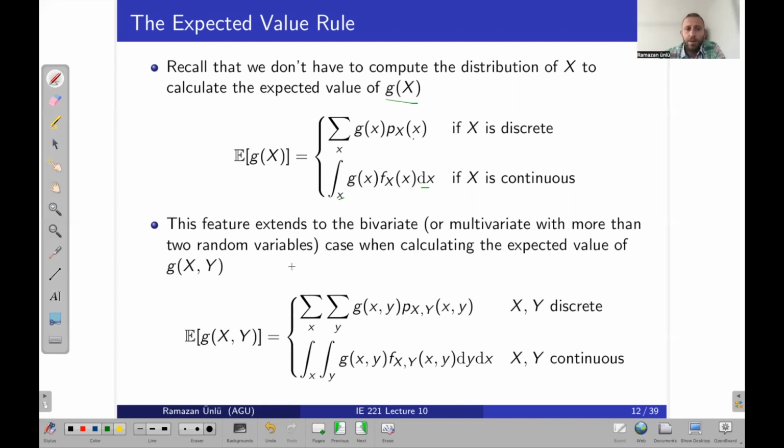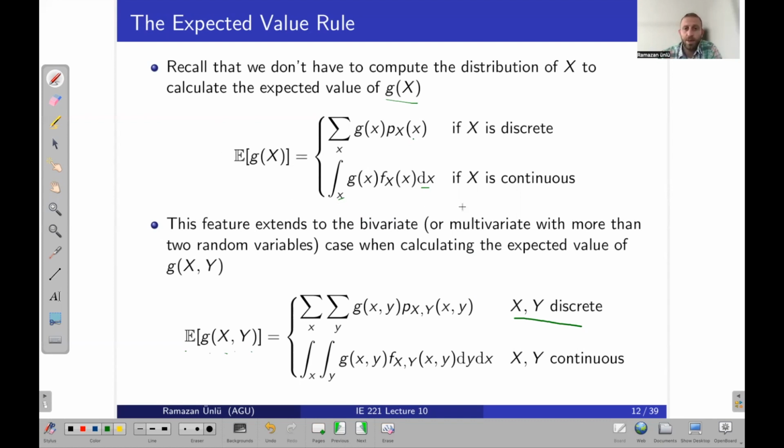And the same thing here: this feature extends to the bivariate or multivariate case with more than 2 random variables when calculating the expected value of g of x and y. So the expected value of g of x and y, if x and y are discrete, will be the double summation of g of x and y times the corresponding probabilities. And for the continuous case, that will be the double integration over x and y of g of x and y times f of x and y, dy dx. The logic is the same actually.